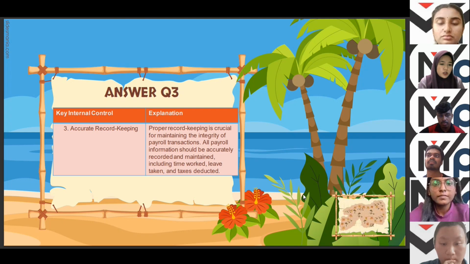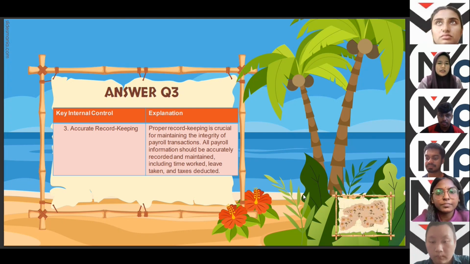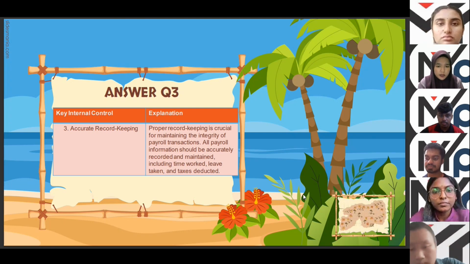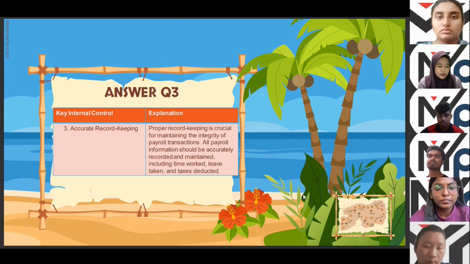The next one is accurate record keeping. Proper record keeping is crucial for maintaining the integrity of payroll transactions. All payroll information should be accurately recorded and maintained, including time worked, leave taken and tax deductions.